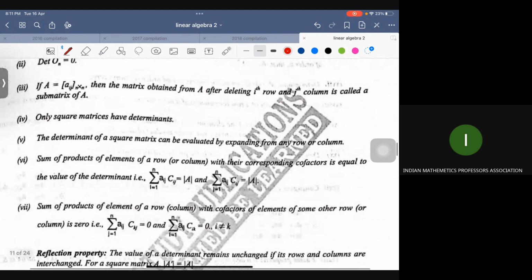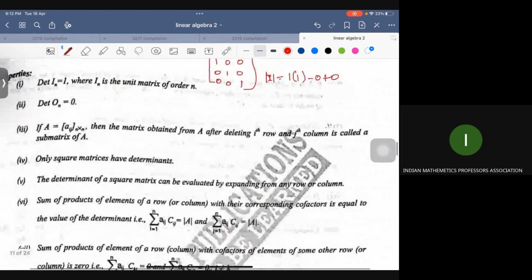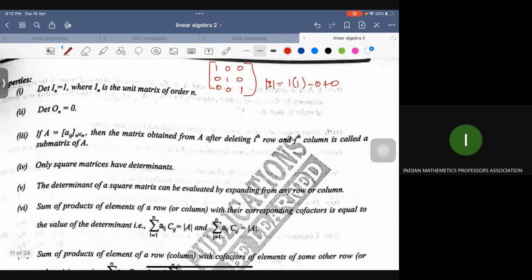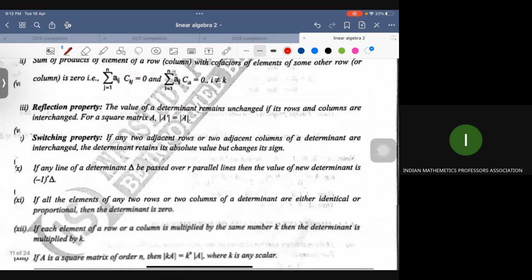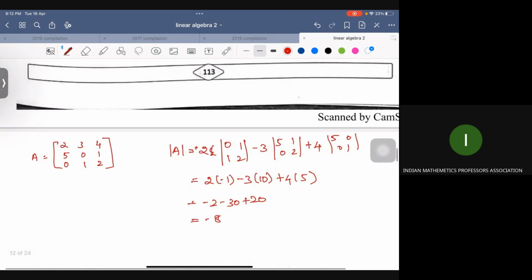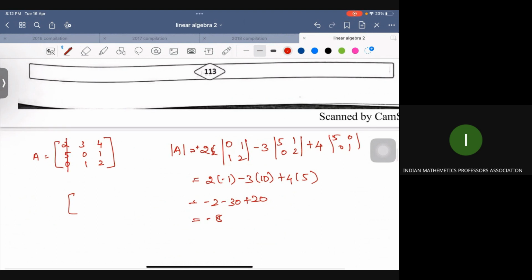If A is an n by n matrix, then the matrix obtained from A after deleting the ith row and jth column is called a submatrix. If I am deleting the first row, first column and the third row, then I will get 3 4 0 1. This is a submatrix of A.